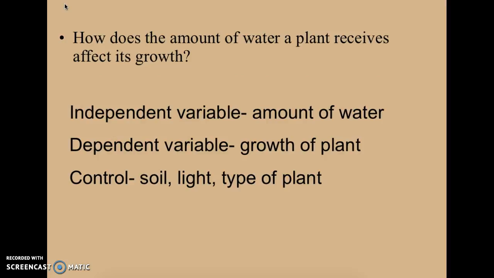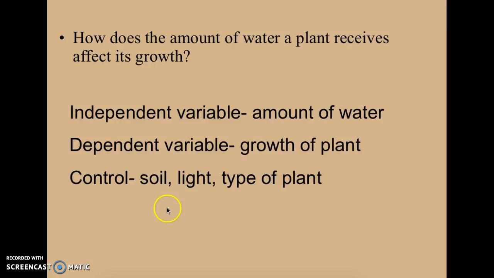The next is looking at independent variables of the plant receiving water. So the independent variable is the amount of water, because we can change the amount of water that a plant receives. So we can add 3 cups a day, or we can water it once a day. That is what we are changing, the independent variable. Now, the thing that we're measuring based on this question is the growth of a plant. So we can measure how fast it is growing or the height it grows.